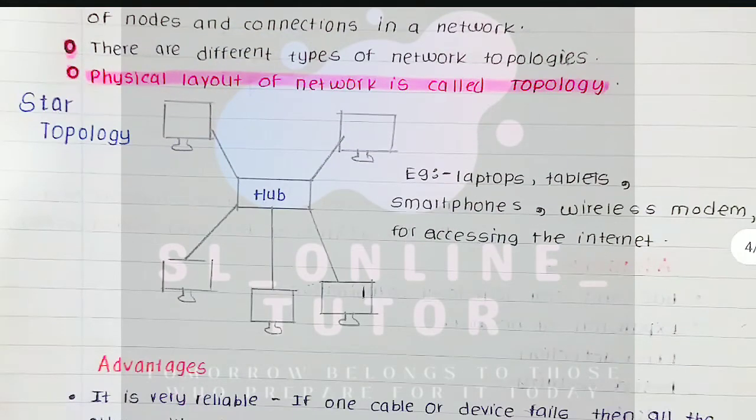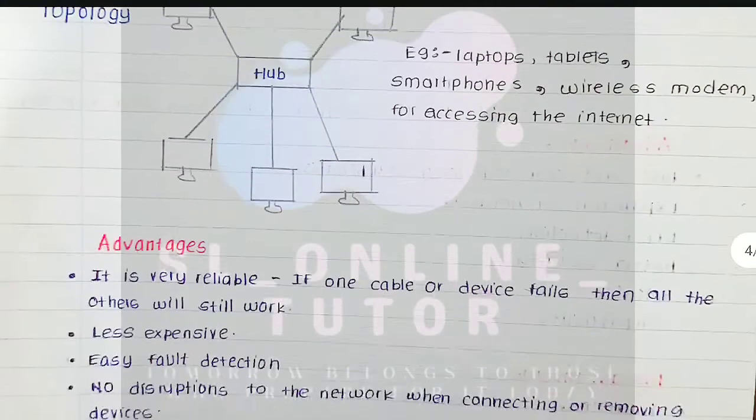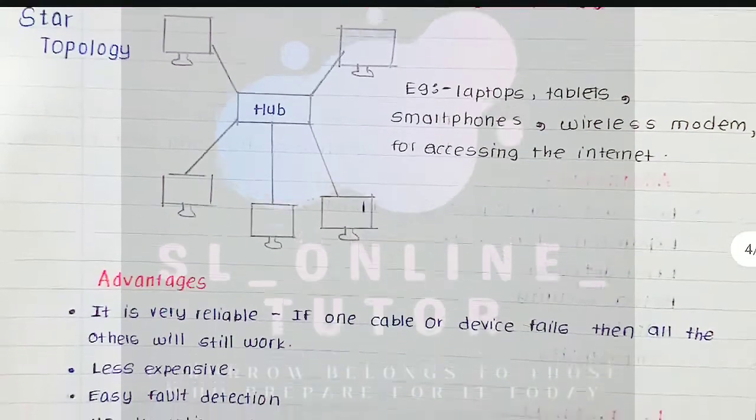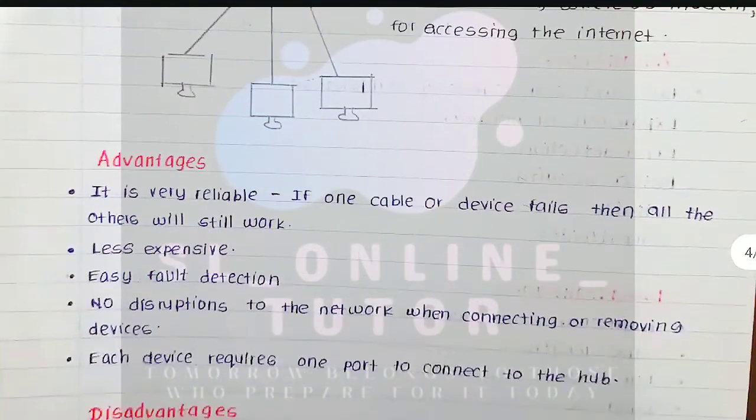Star topology. Examples given for the star topology are laptops, tablets, smartphones, and wireless modems for accessing the internet. The advantages of the star topology are: it is very reliable. If one cable or device fails, then all the others will still work. Less expensive, easy fault detection, no disruption to the network when connecting or removing devices. Each device requires one port to connect to the hub.